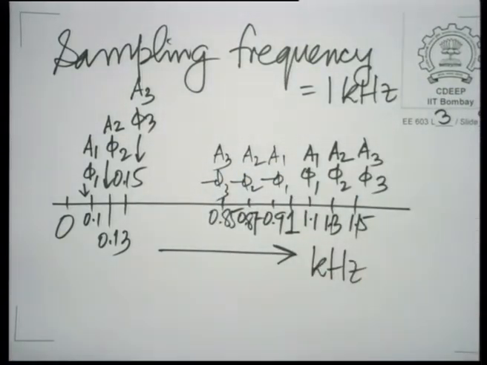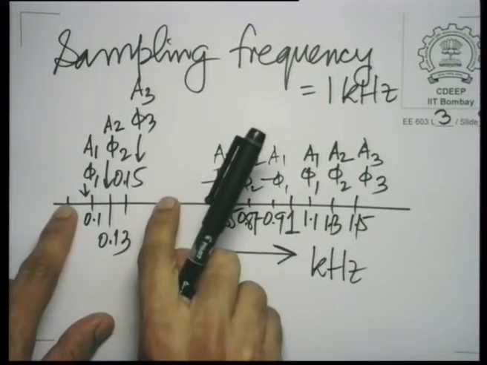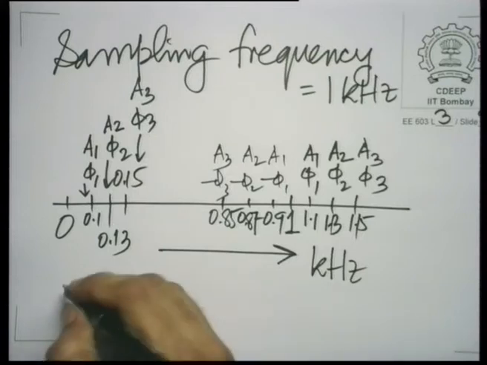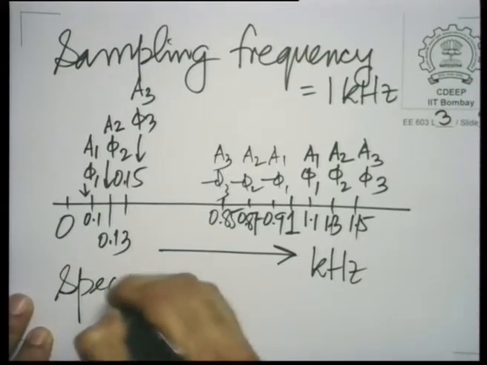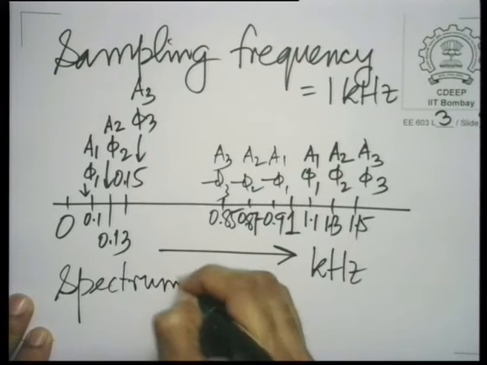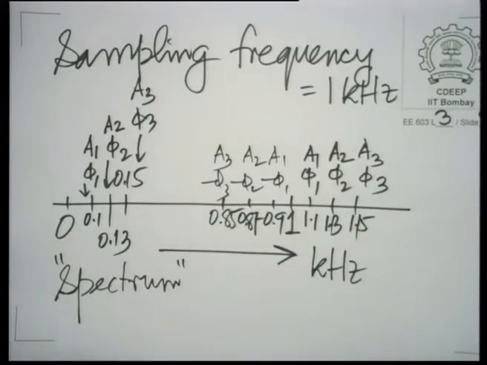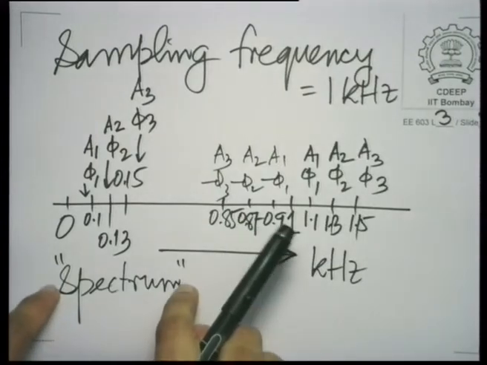And you can keep doing this exercise. You can do it around 2 kilohertz, you can do it around 3 kilohertz and so on. But the central idea is that you have this original what we call spectrum. Now, we will bring in the word spectrum. Spectrum is the decomposition of the original signal in terms of the sine waves that comprise it. You have this original spectrum.